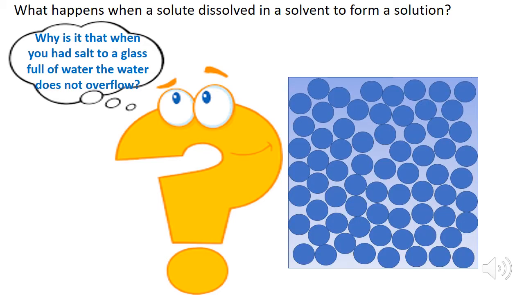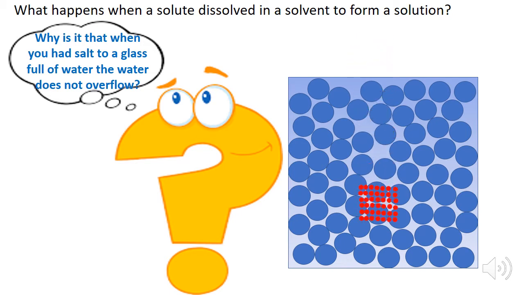Remember, the particles in a liquid are arranged randomly. They're not in uniform rows like in a solid. And remember as well that the particles in a liquid can move around each other, which creates gaps. You can see in this picture here that there are gaps between the particles that make up the liquid.